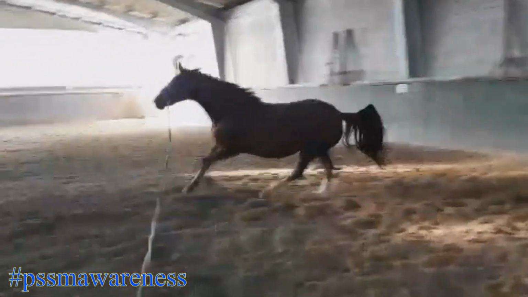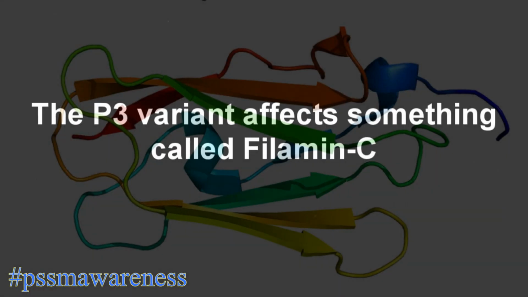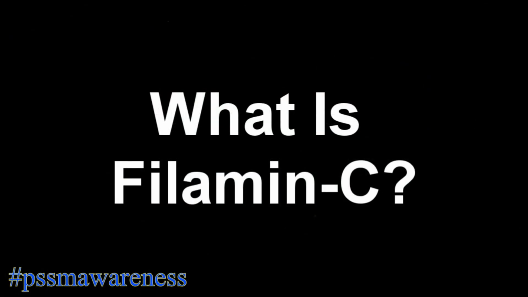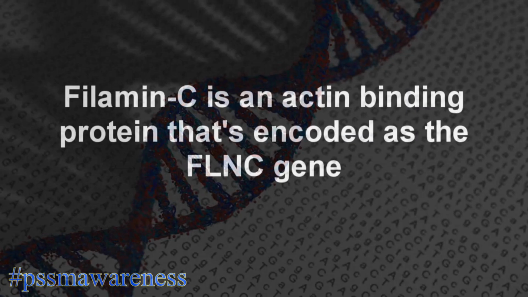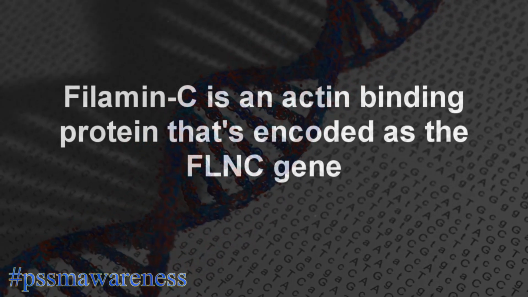Although there is no current evidence to show PSSM2 causes respiratory problems in horses, there are a number of PSSM2 horses with respiratory issues. What does the P3 variant affect? The P3 variant affects something called filamin-c. What is filamin-c? Filamin-c is an actin-binding protein that's encoded as the FLNC gene.